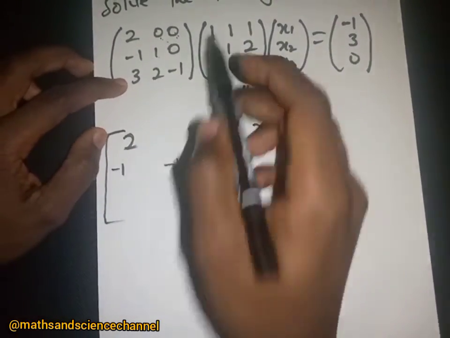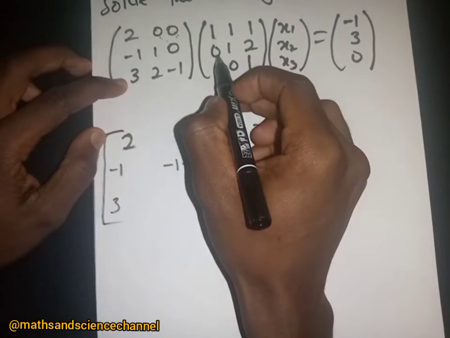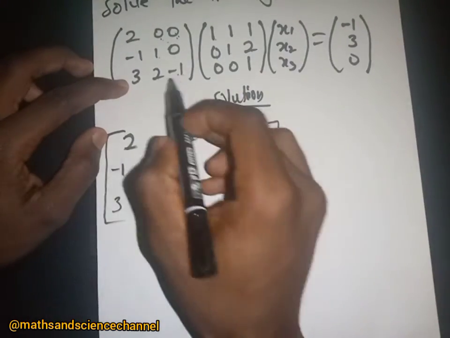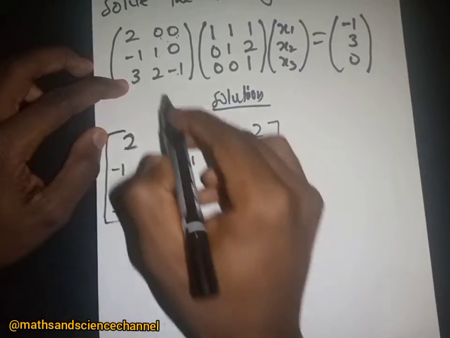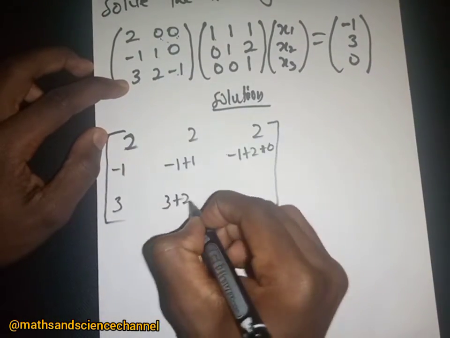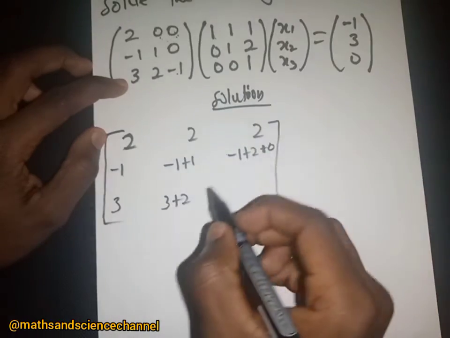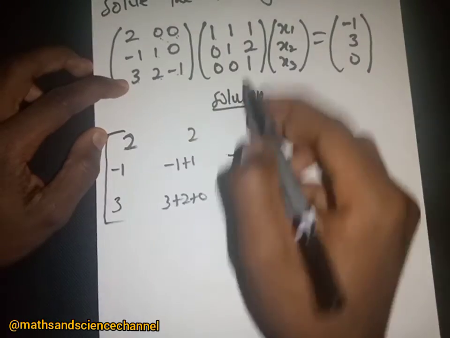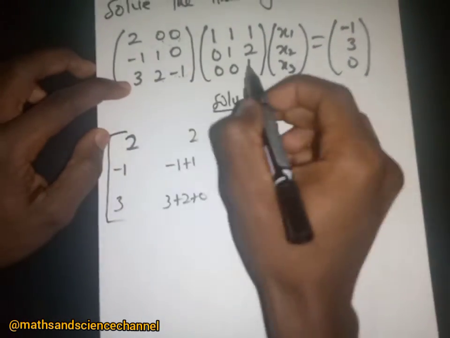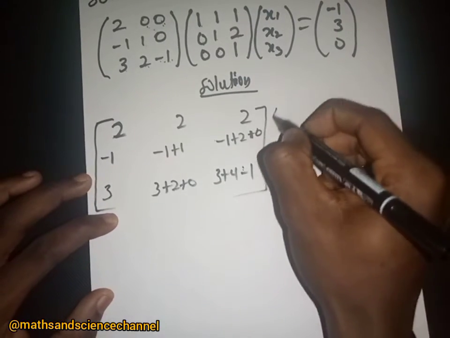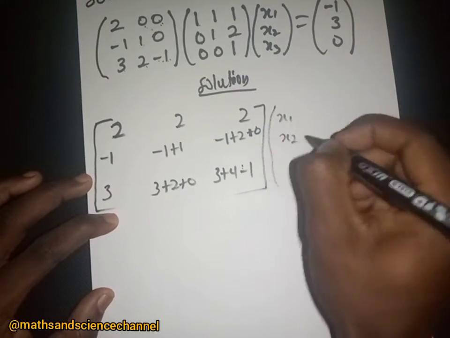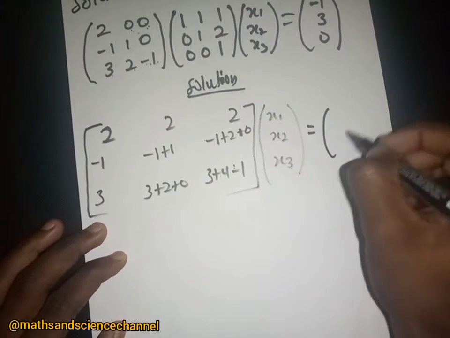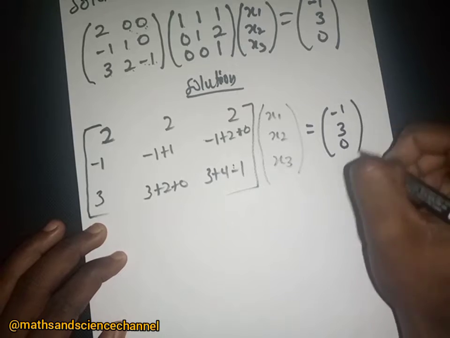Now we have 3 multiplies 1, we have 3. 2 multiplies 0, it goes to 0. -1 multiplies 0 goes to 0. So we only have 3 here. Now we have 3 multiplies 1, we have 3. 2 multiplies 1, we have 2, and then -1 multiplies 0, which goes away, so which is 0. Then 3 multiplies 1, 3. 2 multiplies 2, we have 4. Then -1 multiplies 1, we have -1. Okay, so we have x1, x2, and then x3, being equal to -1, 3, and then 0.